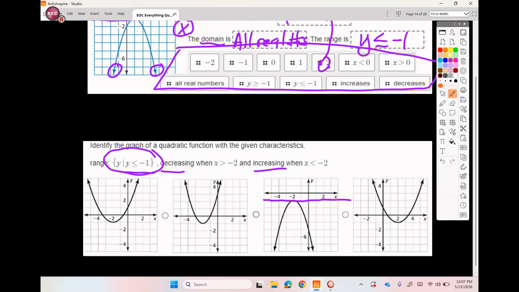But let's verify it with the next piece of information that must be true. It's decreasing when x is greater than -2. What happens after, in this direction, after -2? It's going down. It's decreasing. Perfect. And before that, it was increasing to get to that value. So before that, -2 value is increasing.